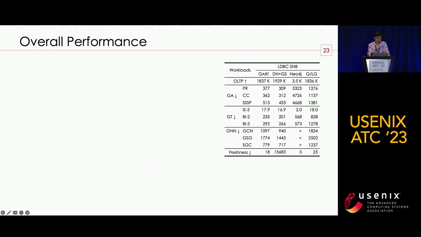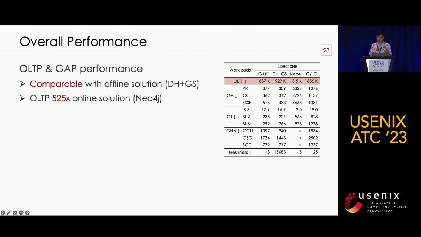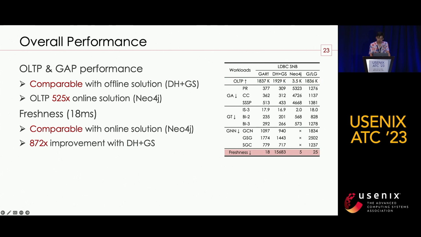For OLTP and GAP performance, GAT achieves comparable performance and outperforms the online solution by orders of magnitude due to the more efficient graph storage. For freshness, GAT is comparable to the online solution and outperforms the offline solution, which avoids the whole graph loading between the original OLTP system and the GAP system.